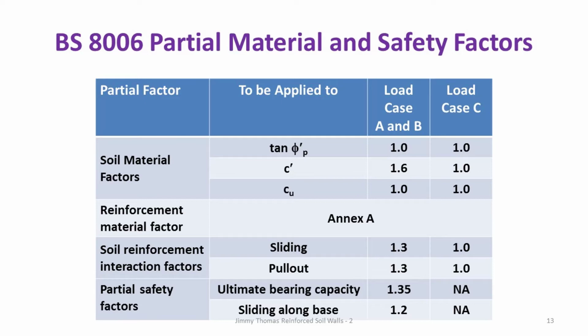Then there are partial safety factors to be applied to the ultimate bearing capacity and the sliding resistance. When we check for bearing capacity, we calculate the ultimate bearing capacity, and on that we apply a factor of safety of 1.35. Then the actual loads we have multiplied by 1.5 with the load factor. Then we compare these two. Similarly, for sliding along the base, it is 1.2.